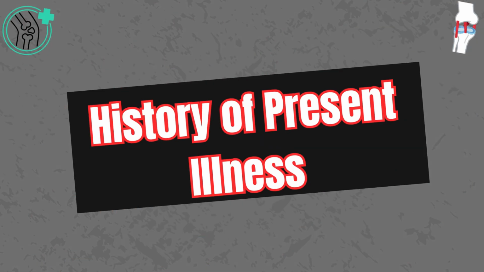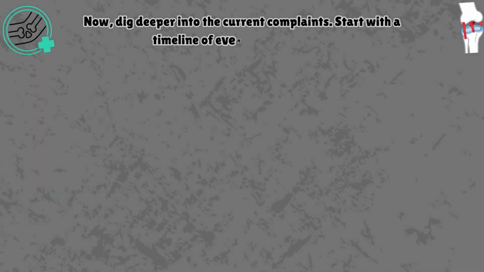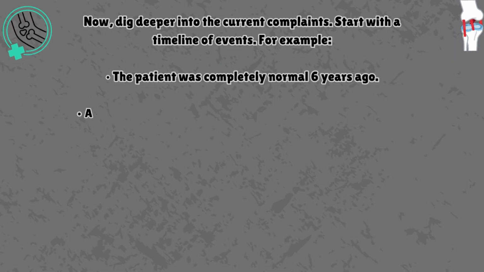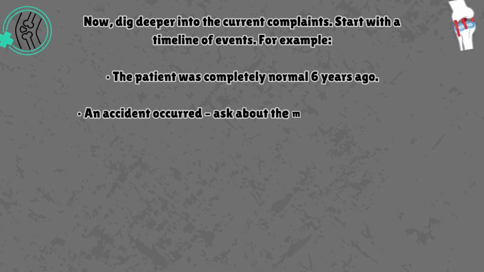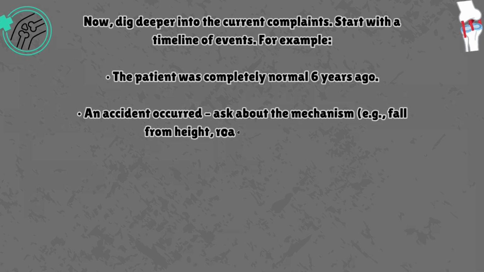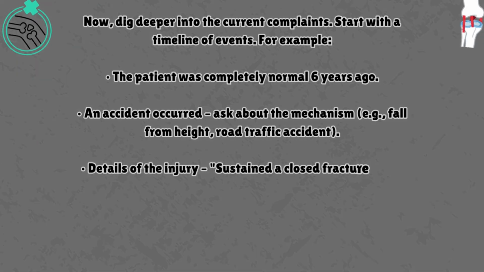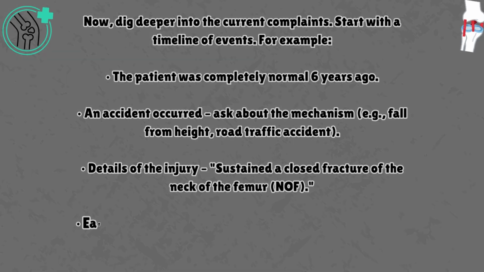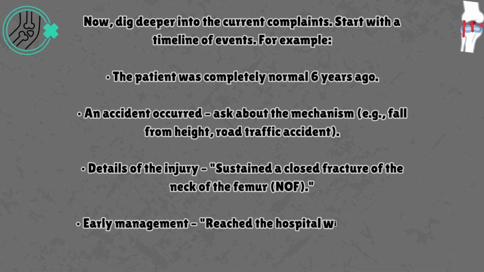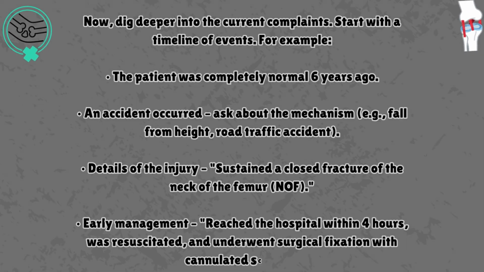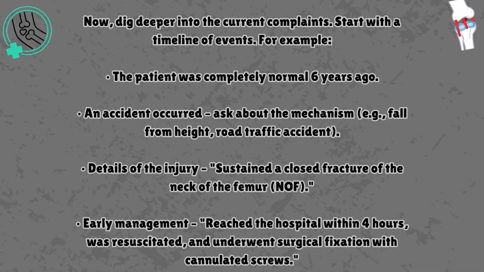4. History of present illness. Now, dig deeper into the current complaints. Start with a timeline of events. For example, the patient was completely normal 6 years ago. An accident occurred. Ask about the mechanism, for example fall from height, road traffic accident. Details of the injury: sustained a closed fracture of the neck of the femur. Early management: reached the hospital within 4 hours, was resuscitated, and underwent surgical fixation with cannulated screws.